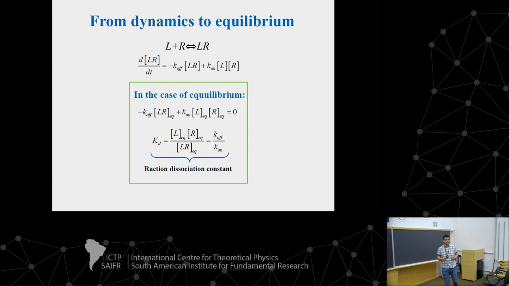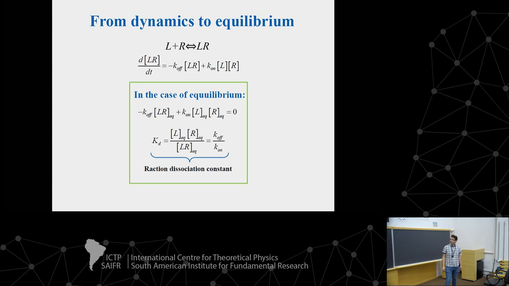Then we have the following reaction. We look at how this complex changes with time, and it changes in two ways. First of all, you will have this reversible reaction, with the rate K off, and it will be proportional to the concentration of your complex. And then you have also the forward rate. The forward rate is a bimolecular reaction, so it will be the product of the two concentrations, the ligand concentration and the receptor concentration.